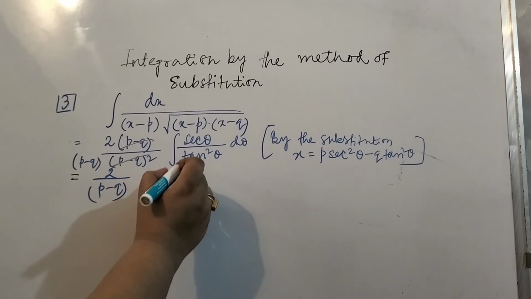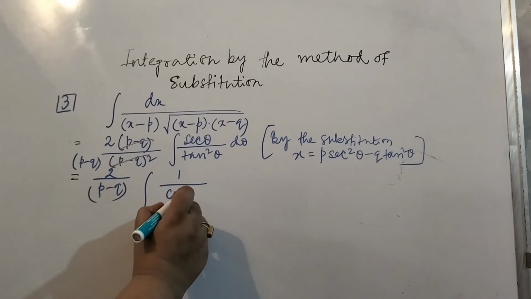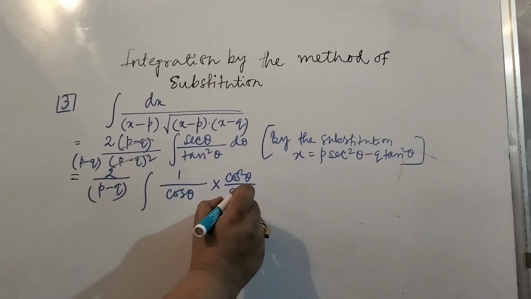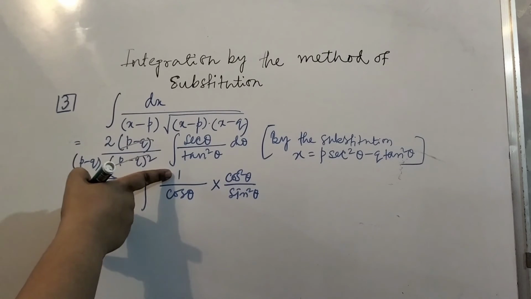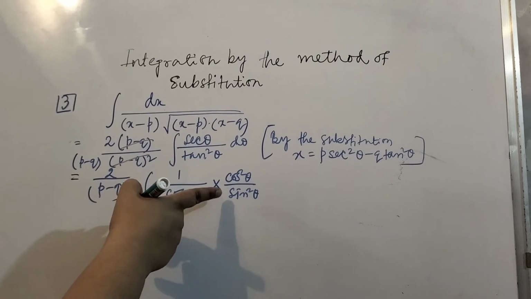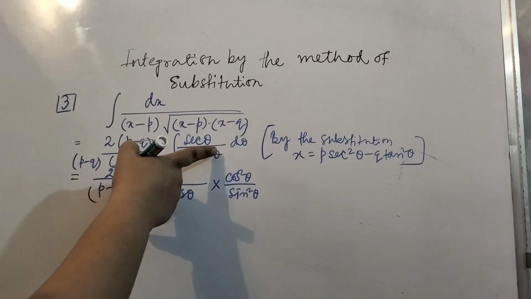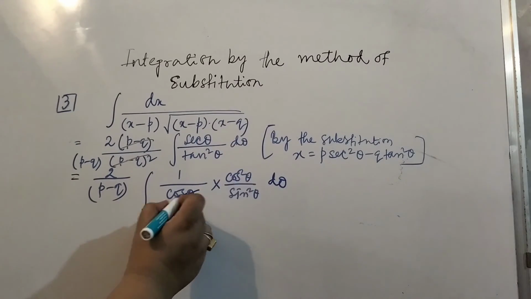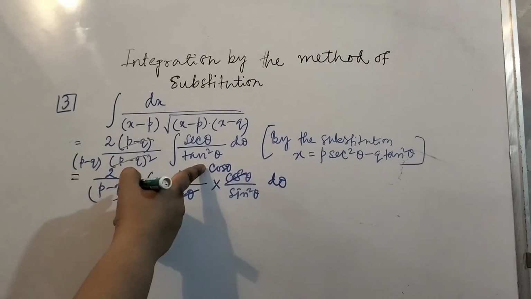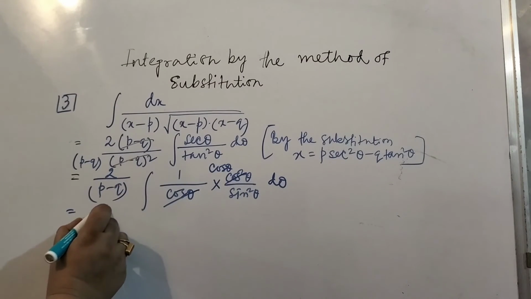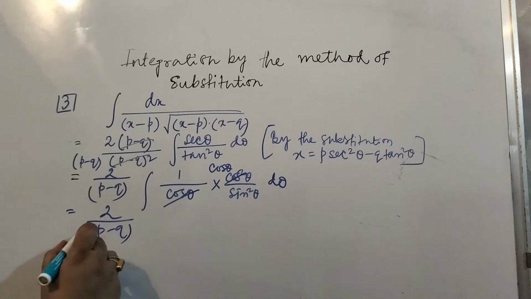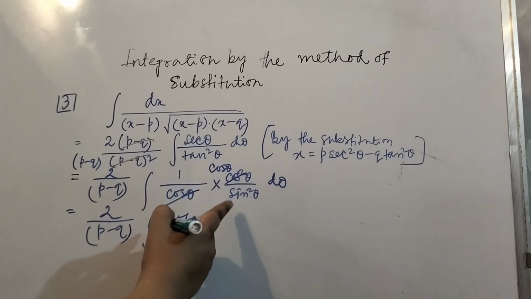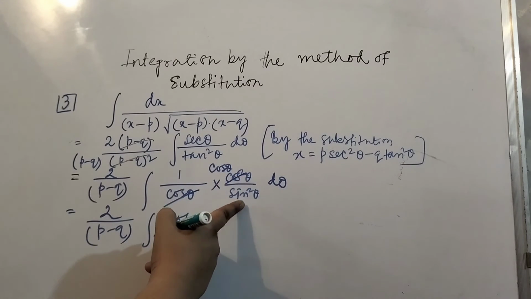And here within integration sign we find 1 by cos theta into cos square theta by sin square theta. That is, here sec theta has been written as 1 by cos theta and tan square theta is written as sin square theta by cos square theta. As it is divided, so that's why after multiplication sign it has been reversed. So here we find cos theta by sin square theta. So this can be written as 2 by p minus q integration cos theta by sin theta means cot theta into 1 by sin theta, because in denominator we have sin square theta.